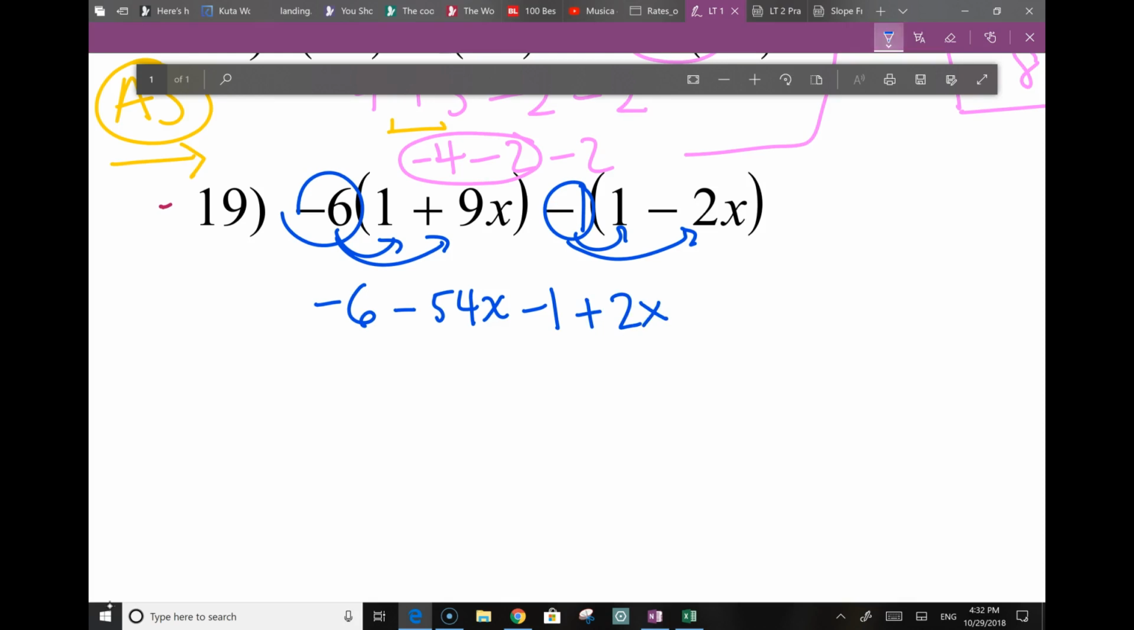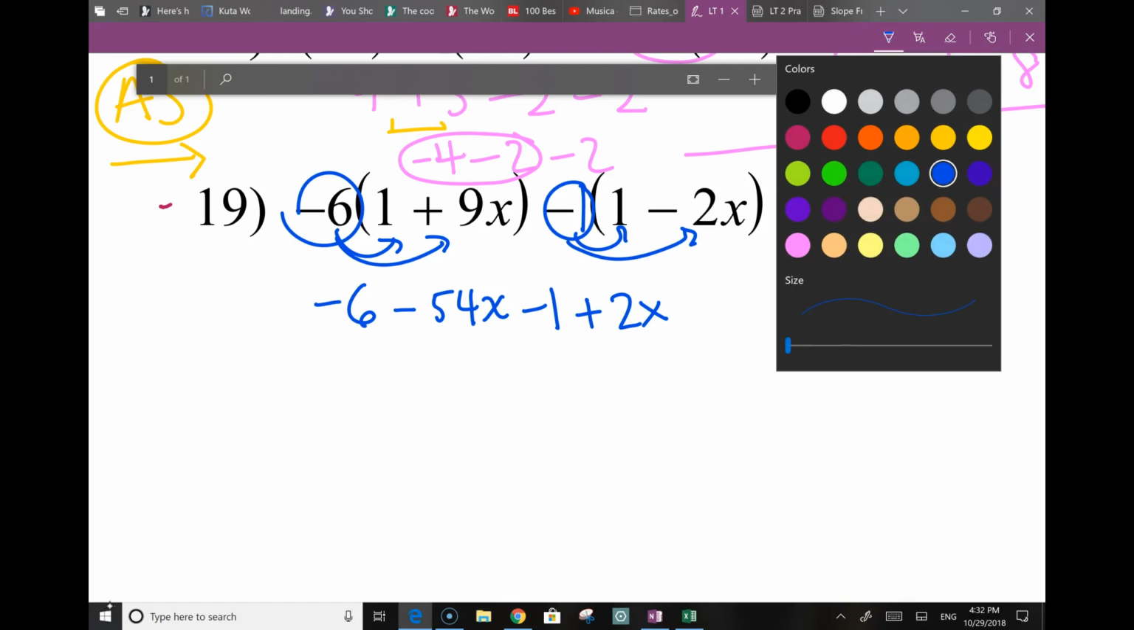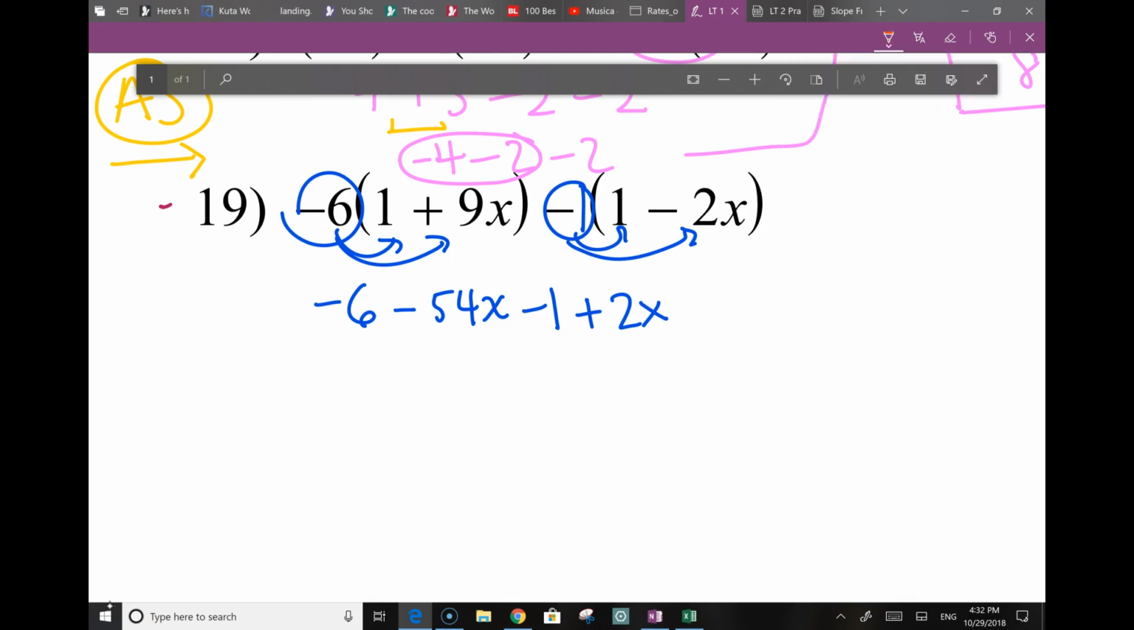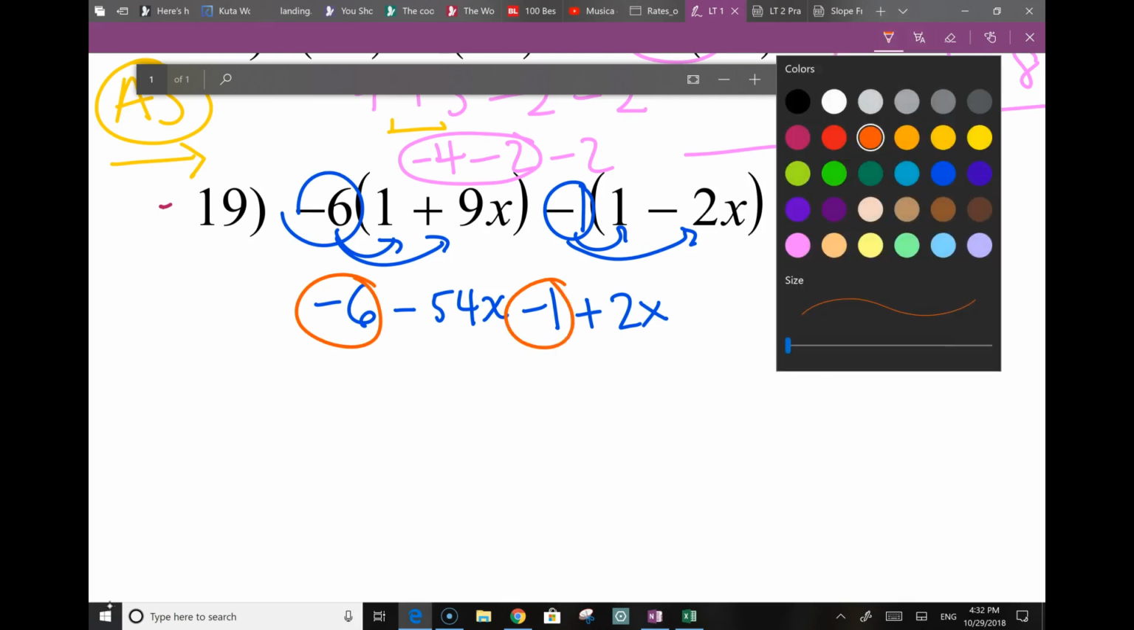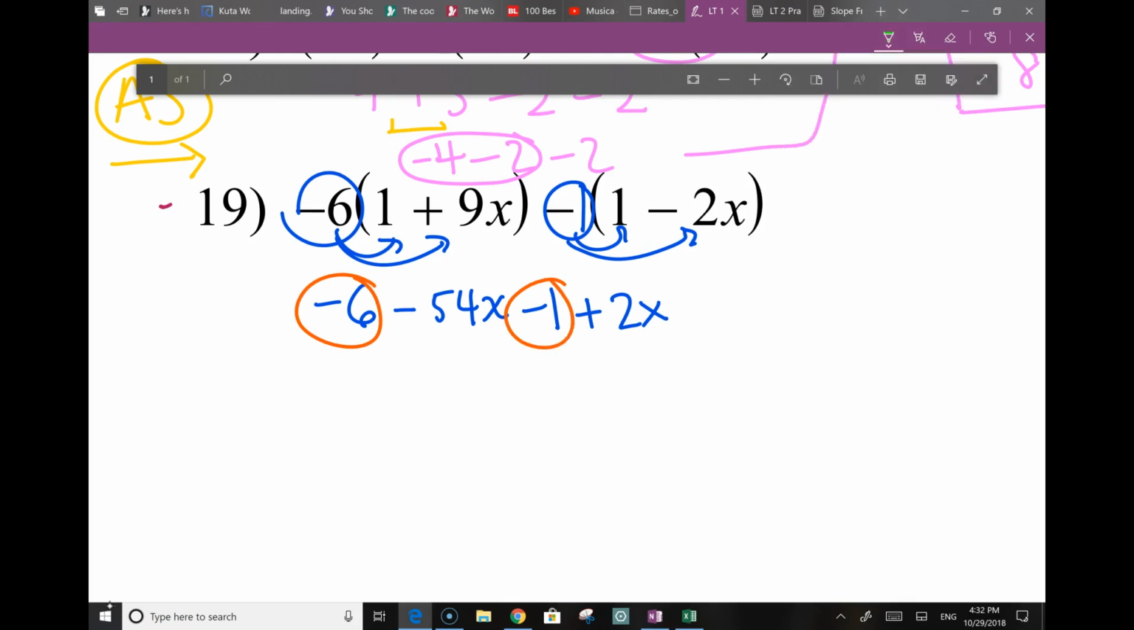Okay, so I need to look for like terms. Always after distributing, see if you can spot the like terms. And if you do, put them together. So it looks like my like terms are negative 6, negative 1, and negative 54x, and positive 2x. So I'm going to link these together, and I'm going to link the orange ones together. And I'll do the orange ones first.